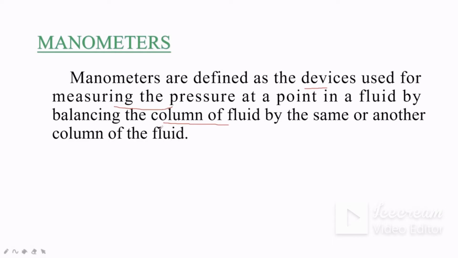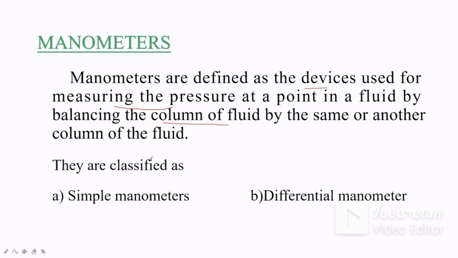In the manometers we have two types: simple manometers and differential manometers. So what are manometers? Devices used for measuring pressure at a point in a fluid by balancing the column of fluid by the same or another column of fluid. You must be perfect. We'll see what simple and differential manometers are, but before that, we will see the mechanical gauges. First one is manometers. Second device is mechanical gauges.